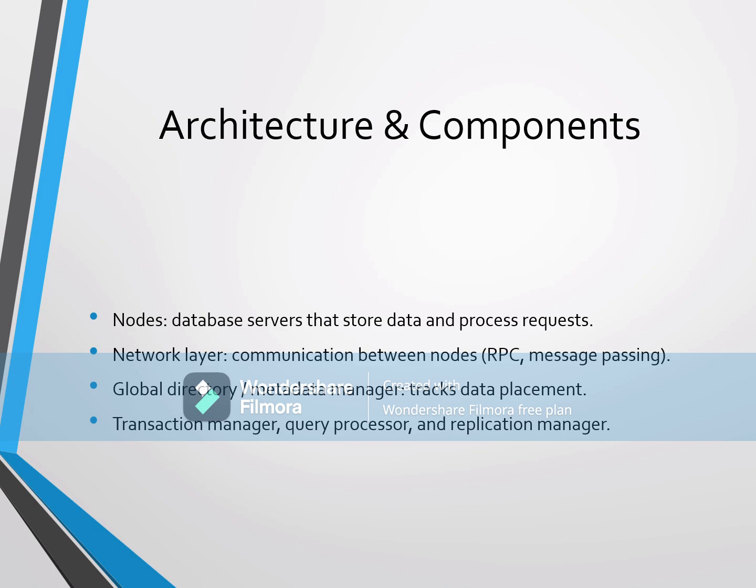Typical distributed database architectures include several core components. Individual nodes store data and execute local queries. A network layer enables inter-node communication, often via RPC or message passing. A metadata manager or global directory tracks where fragments and replicas reside and routes queries. Transaction managers coordinate multi-node operations to maintain desired consistency.